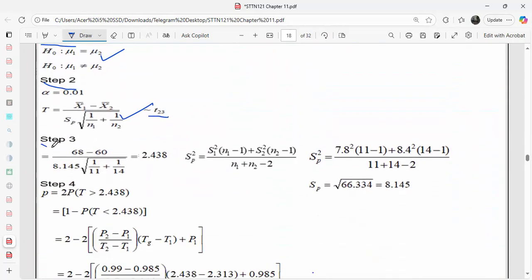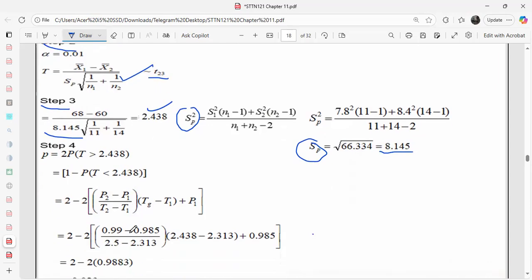Now, step 3 is when you are calculating the test statistic. You substitute the values that you are given, but they started by calculating the S squared P. But when you see on the formula, it's SP, not S squared P. So after getting the S squared P, you're going to do a square root so that we can get SP. So the SP will be 8.145. Then they put it here. Then the test statistic, they got 2.438.